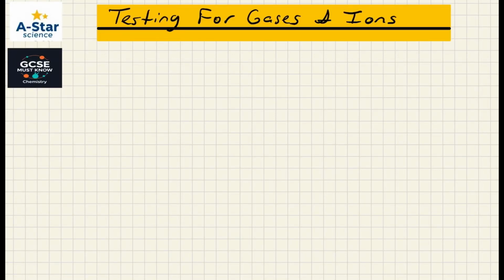Welcome to A-Star Science. This is part of our GCSE Must Know Chemistry series. Today we're going to be talking about testing for gases and ions.